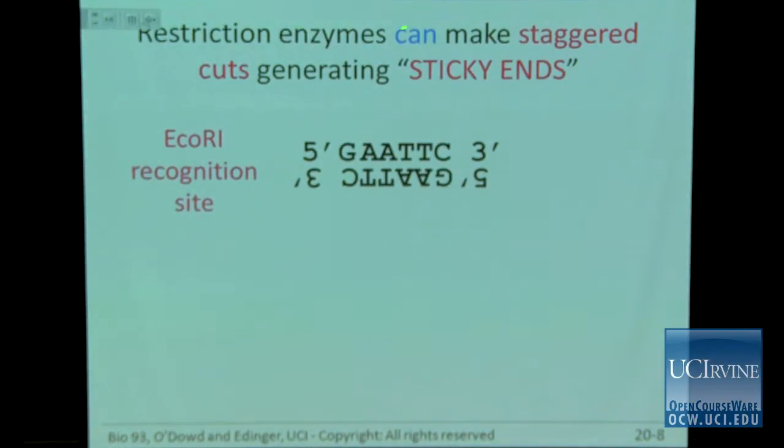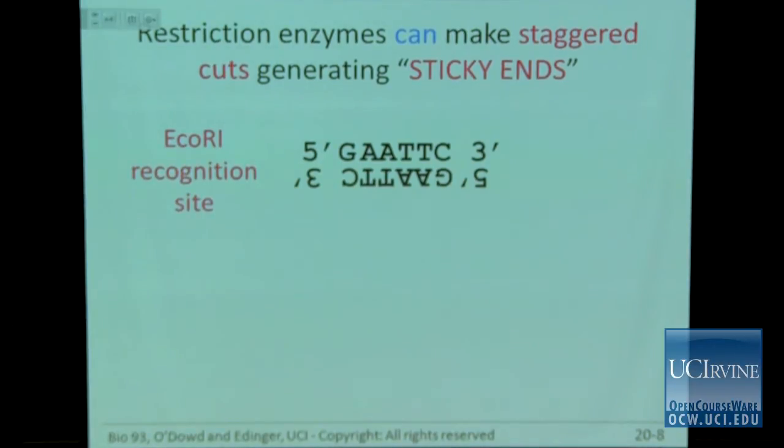I added the word "can" here. Restriction enzymes often, some of the most useful ones, make staggered cuts. They produce what we call sticky ends or overhangs. One example of this is our friend EcoR1. Here's its recognition site, GAATTC, double-stranded DNA.